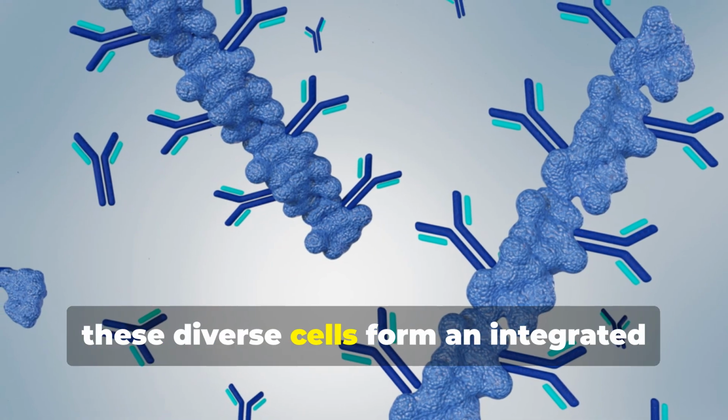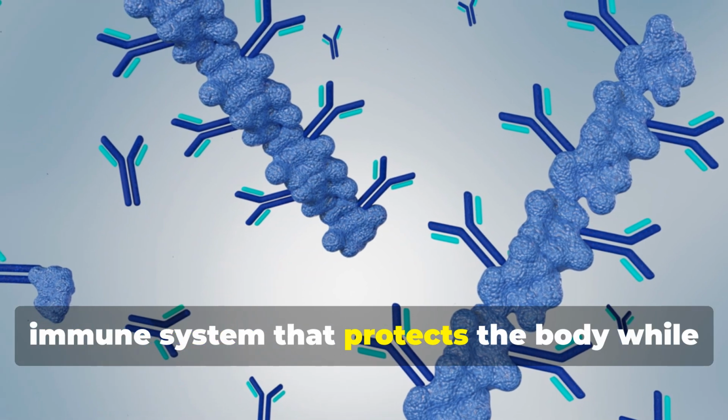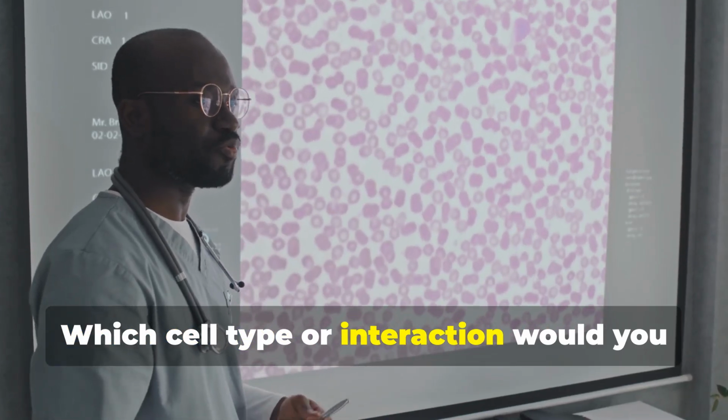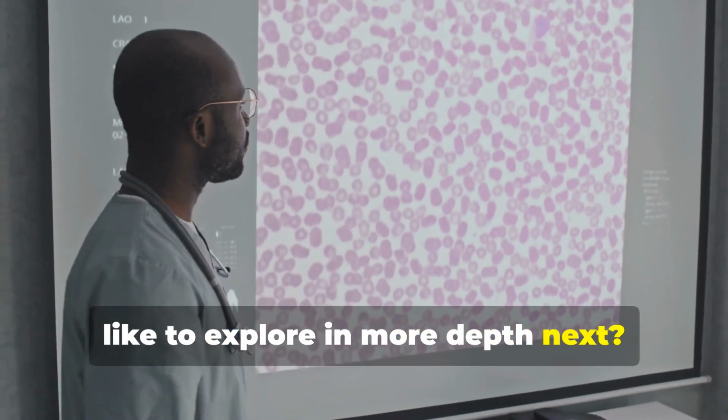Together, these diverse cells form an integrated immune system that protects the body while maintaining internal balance. Which cell type or interaction would you like to explore in more depth next?